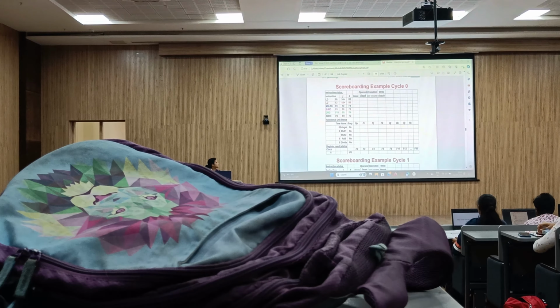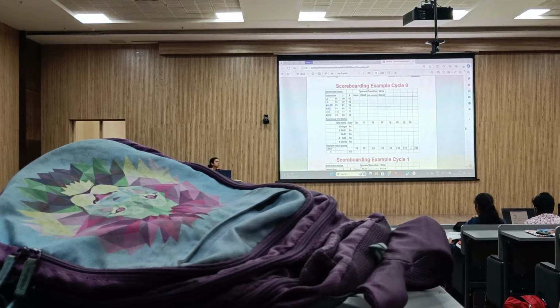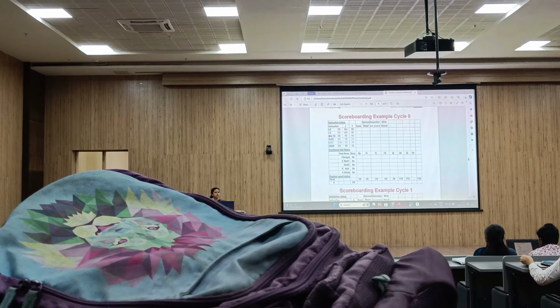Okay, so this is the first input. Next, they can give you which are the functional units you have to consider. Okay, what are functional units? For doing load and store operation, we use a functional unit called integer function unit. For doing addition subtraction, we use a functional unit called adder. For doing multiplication, we use functional unit multiplier. For doing division, we use functional unit divide.